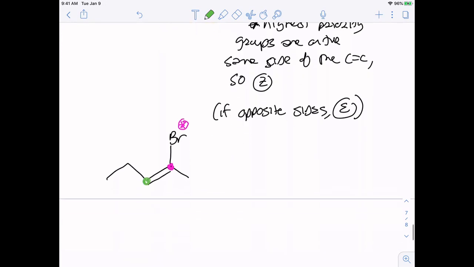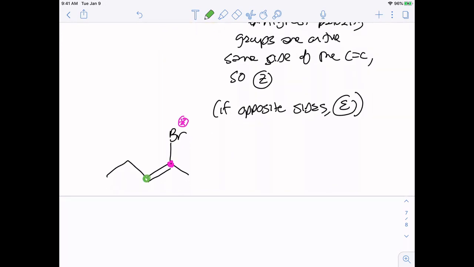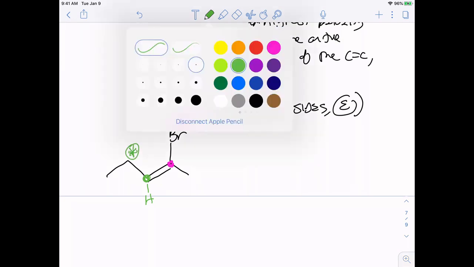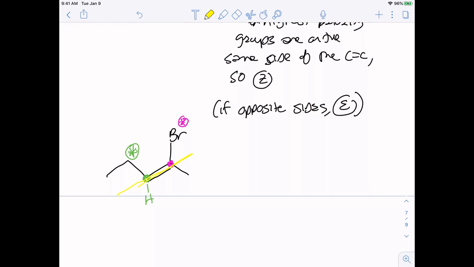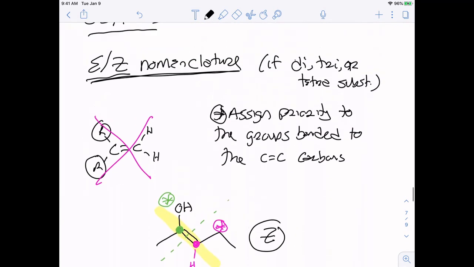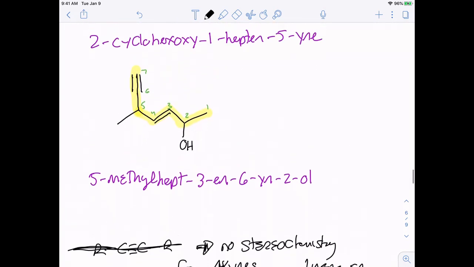And then I'm going to look at this other carbon, right? This carbon has an ethyl group and a hydrogen. Of those two, which is higher in priority? That one. So then when I look down this double bond, right, those two higher priority groups are on the same side. So this one is also Z. I meant to do an E one for you. Sorry, I did a Z. Let's actually go back up and look at some of these ones we named, because we can do that for these too.